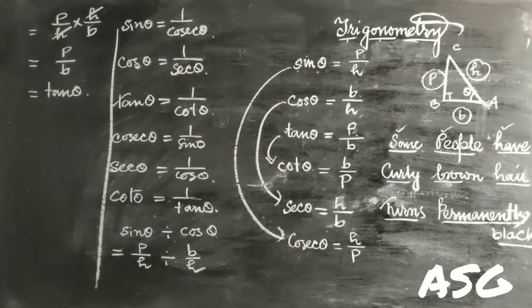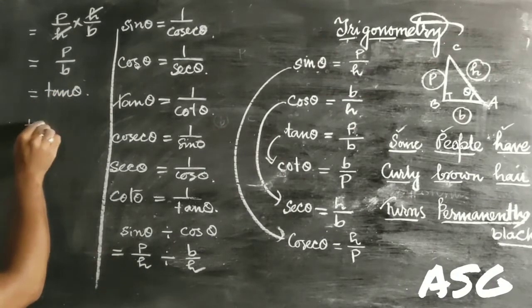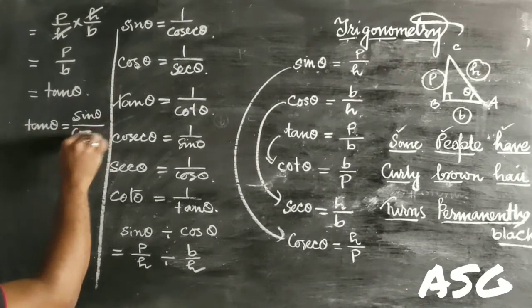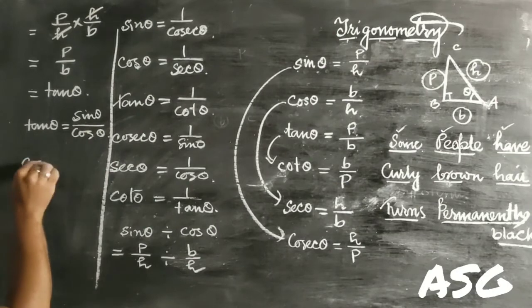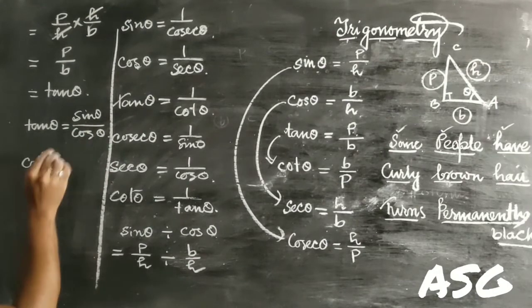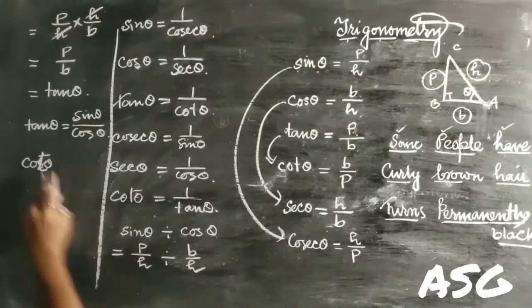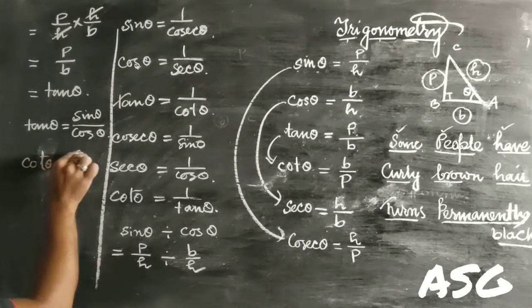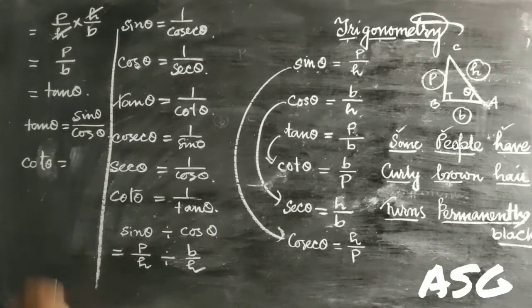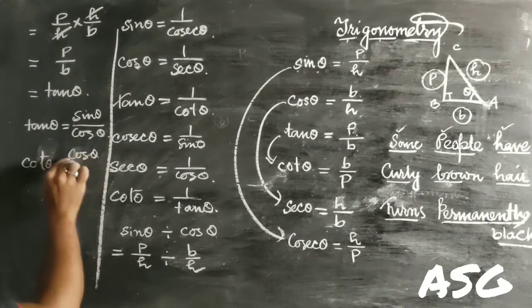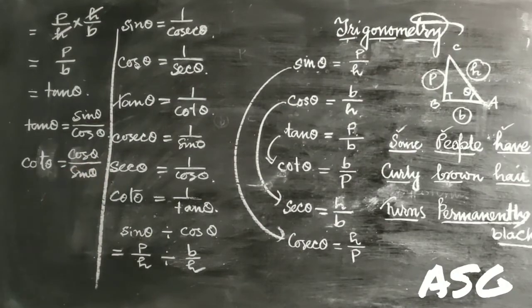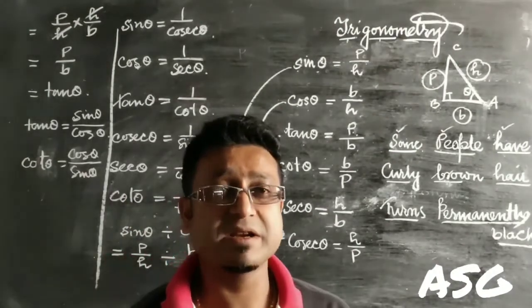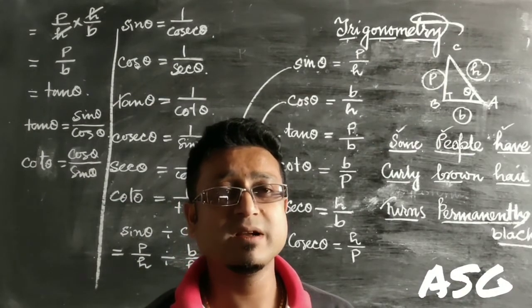From this we can write another two formulas where tan theta equals to sin theta by cos theta, and cot theta equals to cos theta by sin theta. So these are the basics of the trigonometric ratios. Once you know these trigonometric ratios, you can proceed towards our numericals.